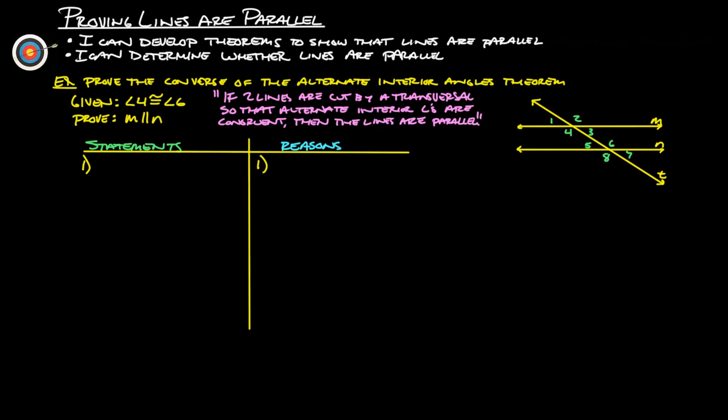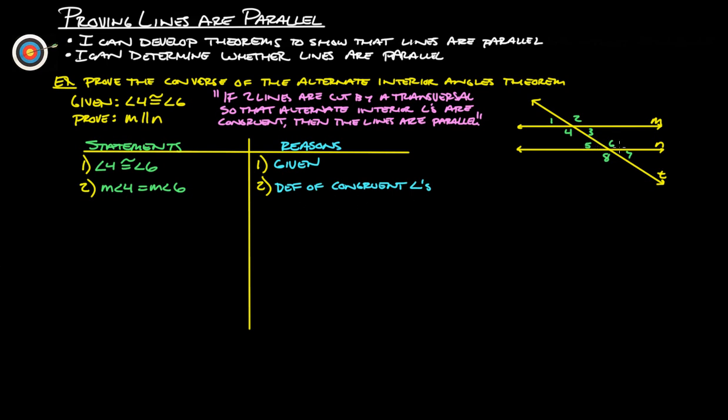All right, so first thing, let's put in what we know. Angle 4 is congruent to angle 6. That is given, right? So since we know angle 4 and angle 6 are congruent, that means that their measures have to be the same, right? So measure of angle 4 has to equal the measure of angle 6, and that's because of the definition of congruent angles, right?